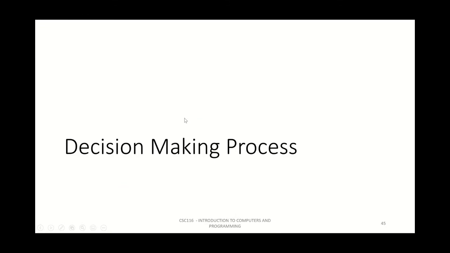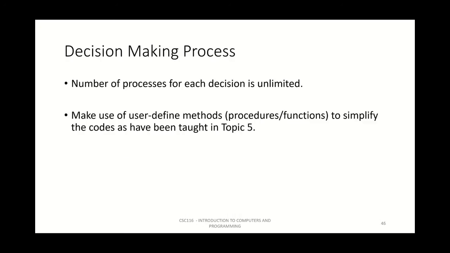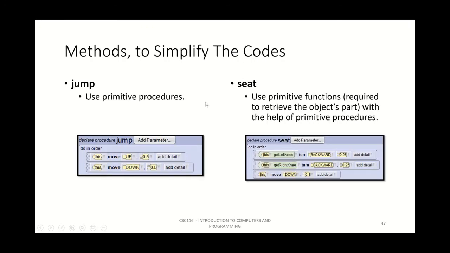For coding in Alice 3, it is advised that you create a new procedure if the procedure has very long lines. You just create a new procedure so that in your main program, you just call the name of the procedure. You don't have to list all the lines related to the actions that you need to create. So that is decision making: we need to simplify the code by using a new procedure.